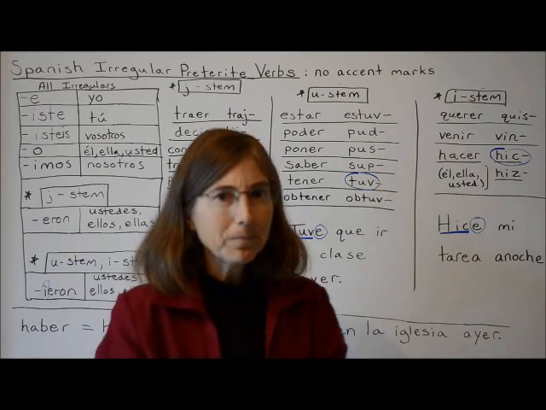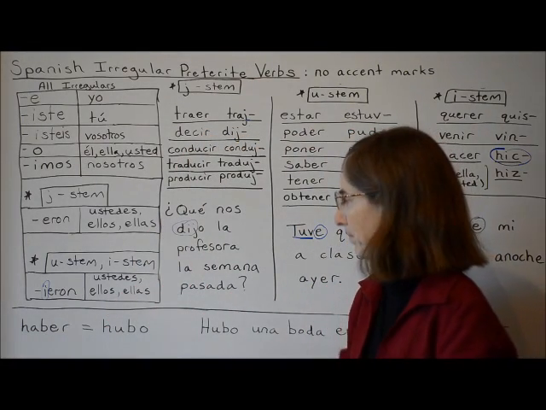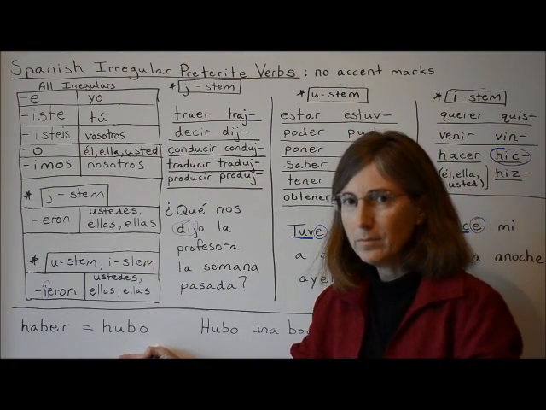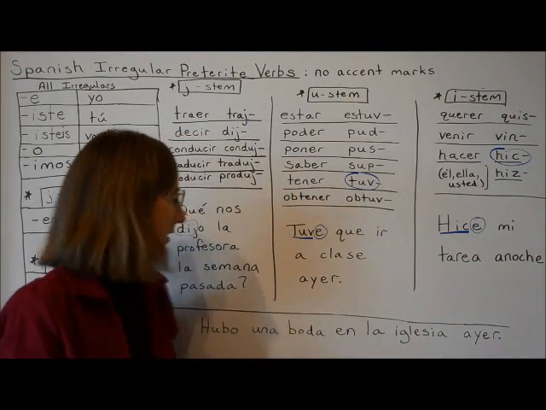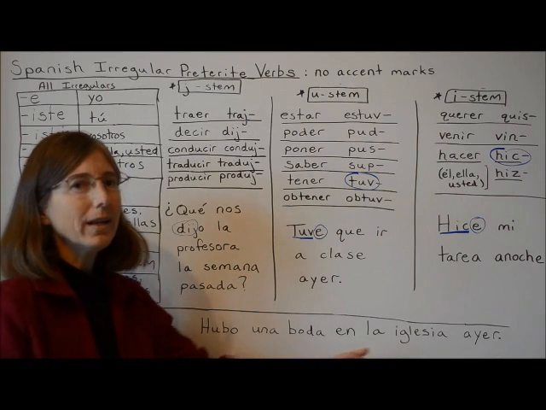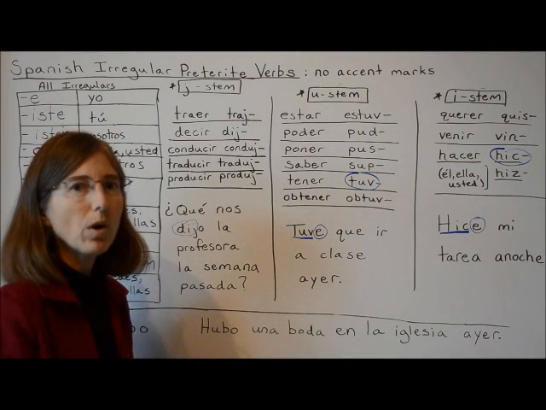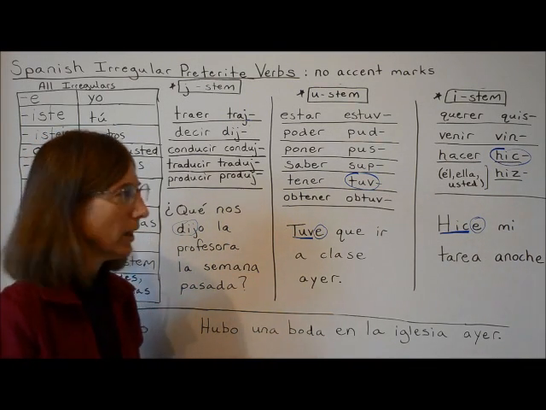Now for haber, we have hubo in the preterite tense. So that's there is and there are, so that means there was. Hubo una boda en la iglesia ayer. There was a wedding in the church yesterday.